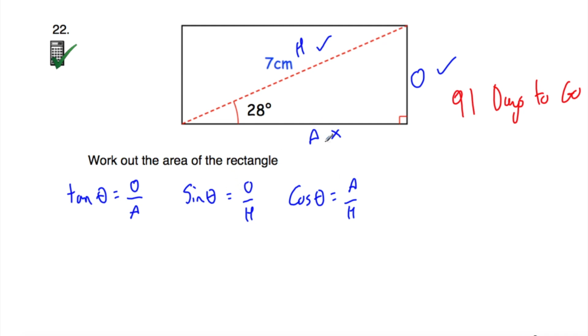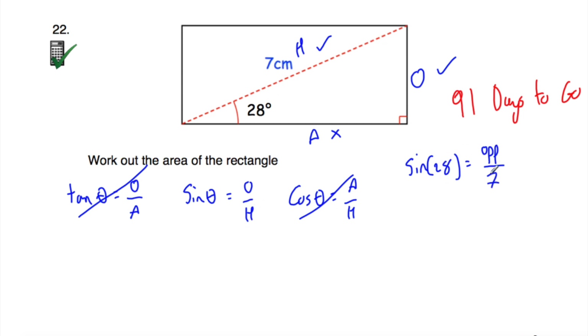So let's cross off any with an A in it. We're not going to be using cos. We're not going to be using tan, we're going to be using sine. So we're going to be using the fact that sine of the angle is equal to the opposite divided by the hypotenuse. So the sine of 28 degrees is equal to the opposite divided by the hypotenuse, which is 7 in this case, so divided by 7.